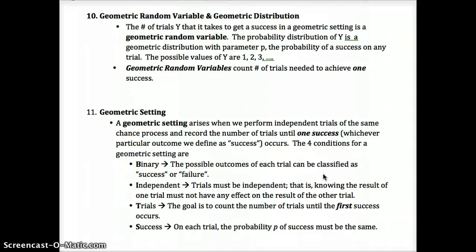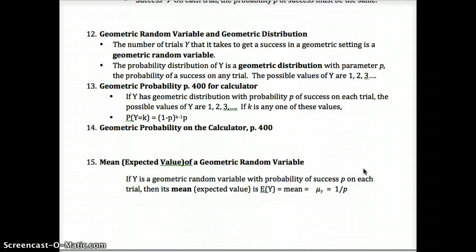So geometric is looking for the number of trials Y that it takes to get to 1 success. So we look at BITS here: binary, success or failure, so the same as before. Independent, one trial doesn't affect the next. T is the difference here, we're counting the number of trials until the first success, and S, the probability of success on each must be the same. So same conditions, which is nice, except for T, meaning we're counting the number of trials to 1 success. That's what makes it geometric, not binomial. So here's some more key information about that.